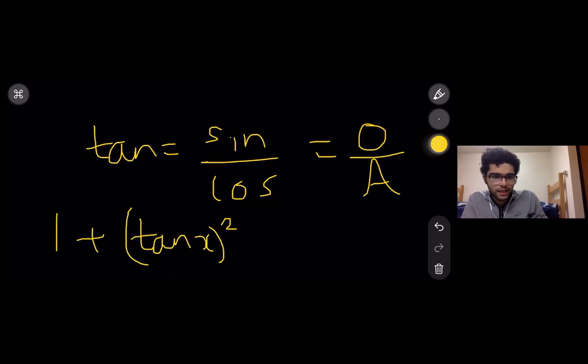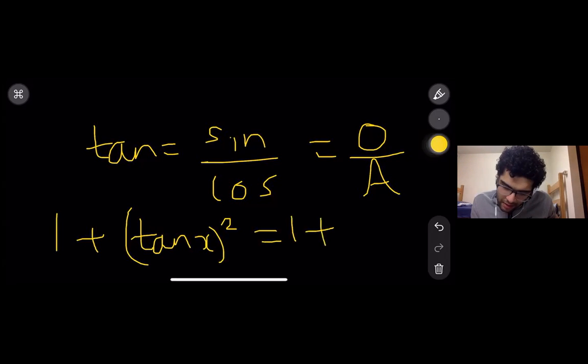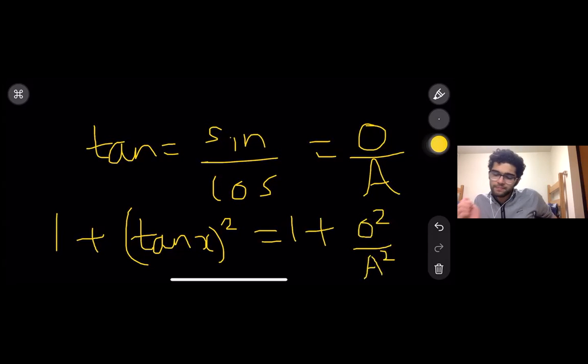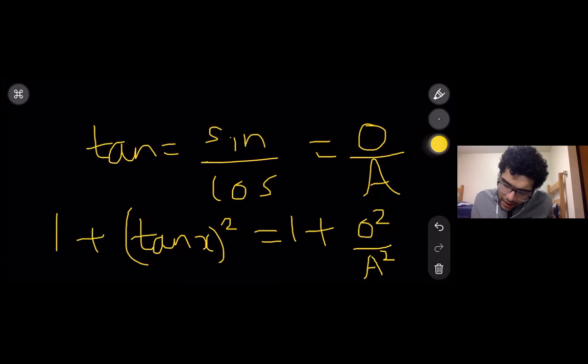1 plus tan squared x. Okay, so let's apply the definition. So we have 1 plus o squared over a squared. Right? Is this okay so far? 1 plus tan squared x is 1 plus o squared over a squared. So let's see how we can add this. Now we have 1 plus o squared over a squared.